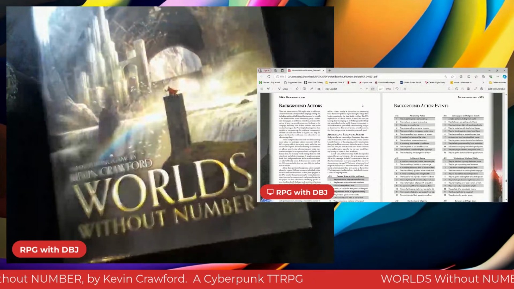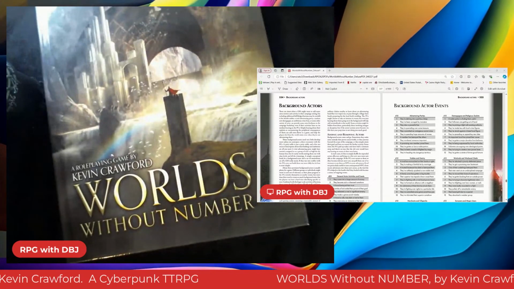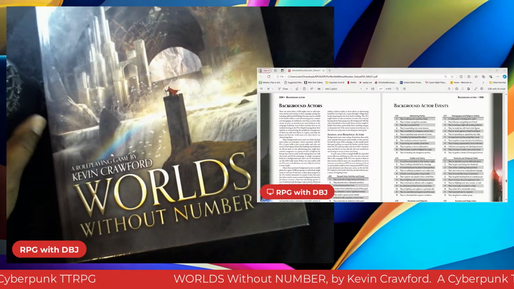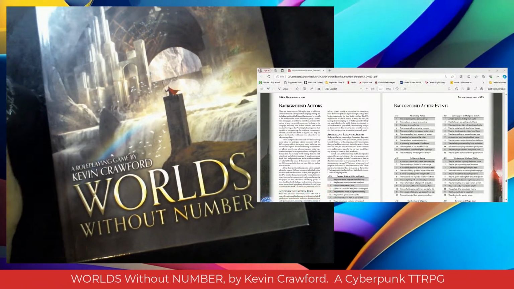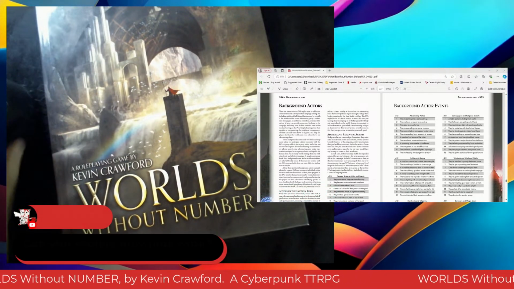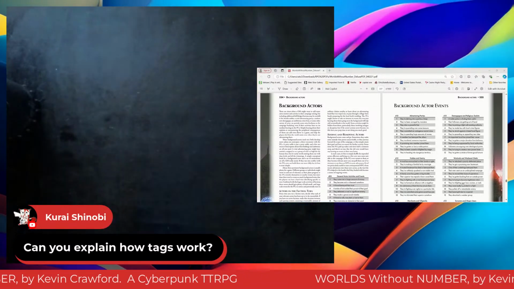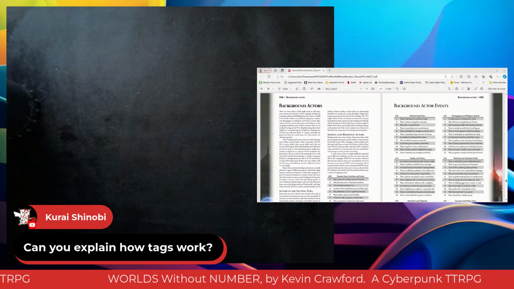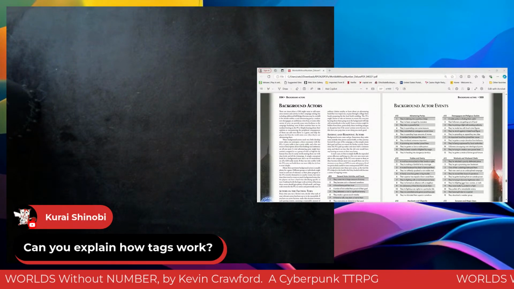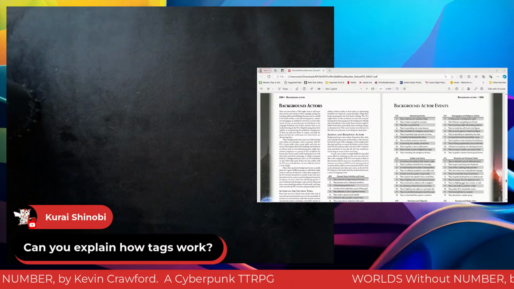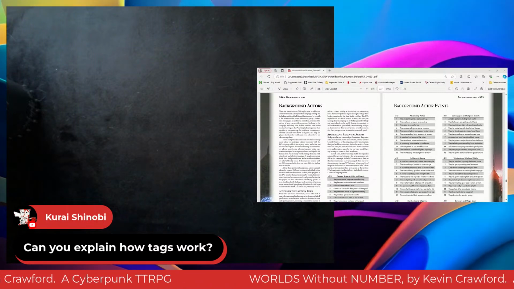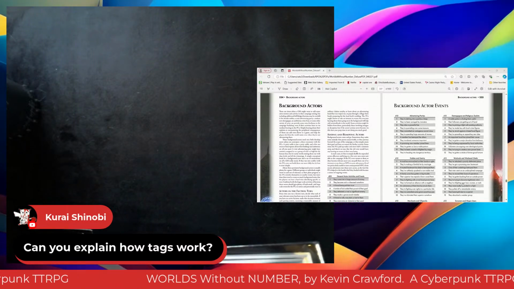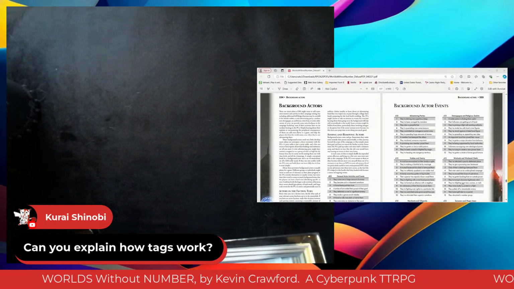This game, like Stars Without Number, does have a faction trait. So can you explain how tags work? Absolutely, I will. So let's see. Let's go back to some tags and see if we can find a page.